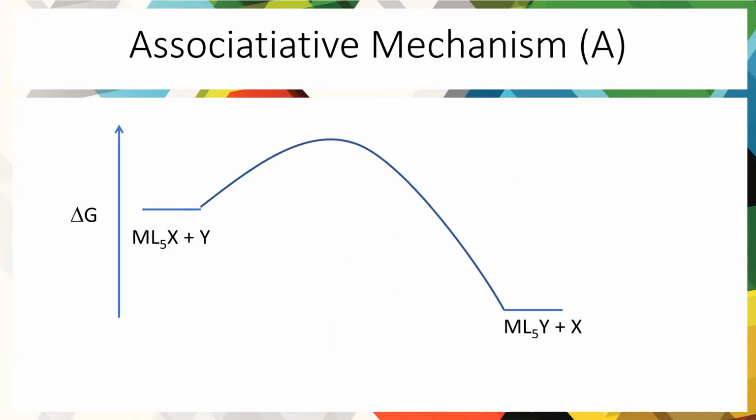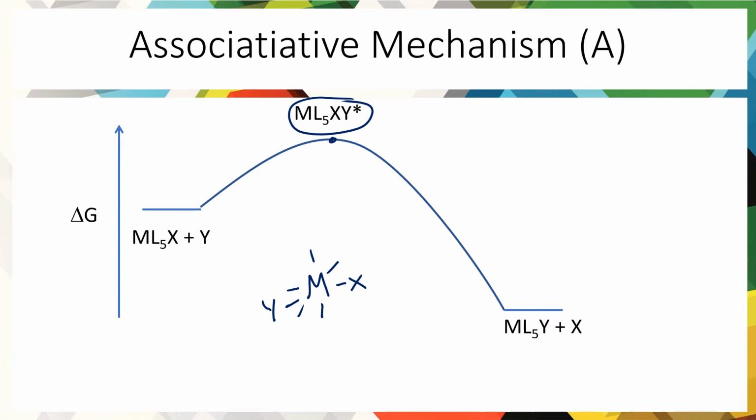So the first mechanism we're going to examine is called the associative mechanism. In this case, we have our same complex with our leaving ligand and 5 other ligands. I'm not going to label them here. And it's being replaced by Y, as we saw before. But in this case, we have a transition state, ML5XY. And in this transition state, both X and Y are somehow associated with the metal complex. That's why it's called associative. So this is not an intermediate. This is a transition state because there's no way to trap that complex. It's just an activated complex. That's what that little star means.